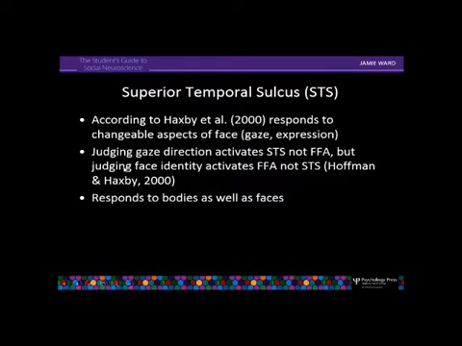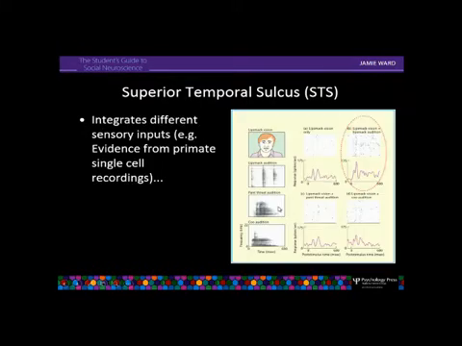And this is a region that responds to bodies as well as faces. If you think back to the Bruce and Young model, it also had parts of the brain involved in linking together speech and sounds, so visual speech, seeing the lips move, and heard speech. And again, this is part of the brain that does respond to both certain sounds as well as vision.